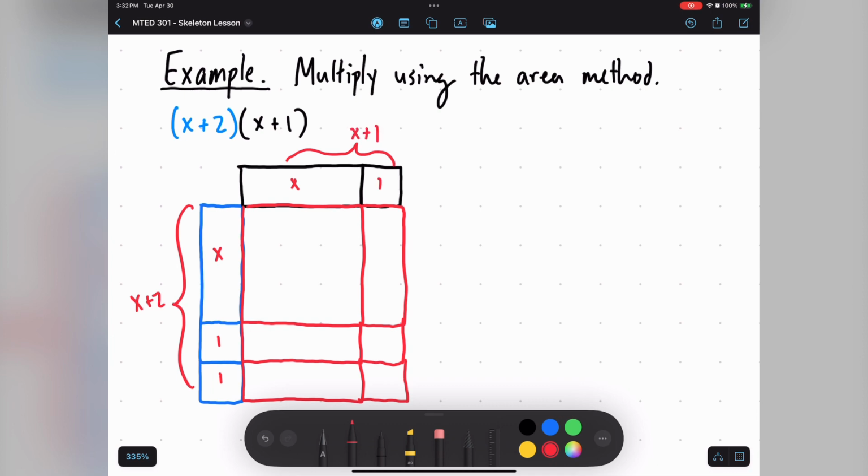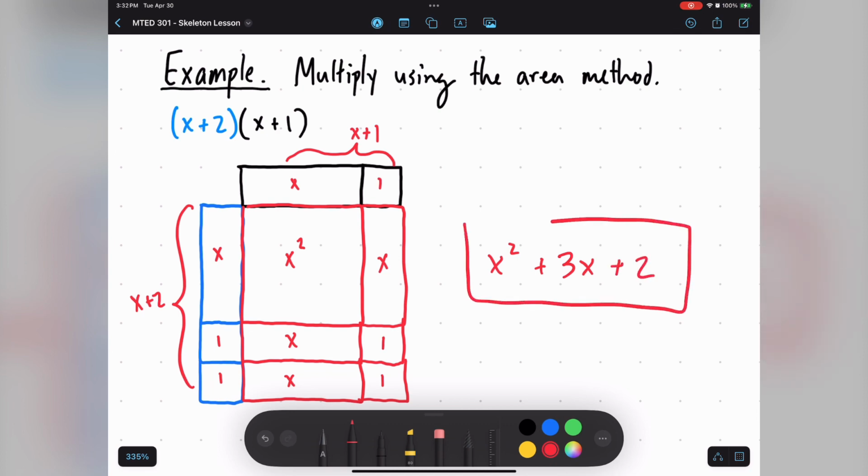And now we're just going to find the areas of all of our little red tiles. So we've got an x squared tile, an x tile, an x tile. There's a 1. That area is x right there, and 1. So now I'm just going to count everything up. We've got an x squared plus 1, 2, 3 x tiles plus 2. And that right there is our answer.